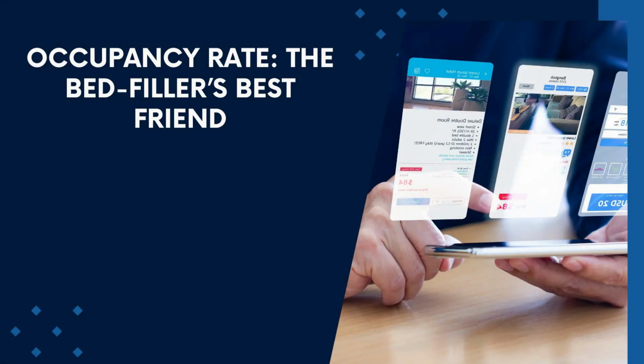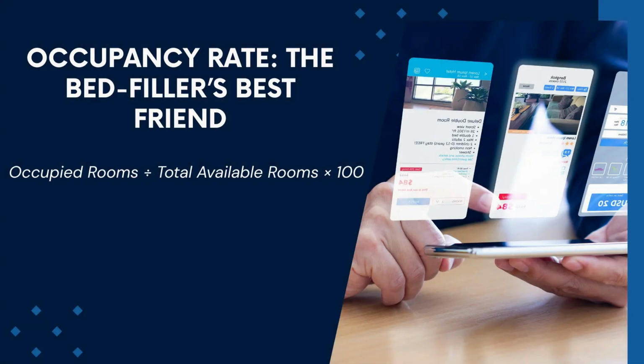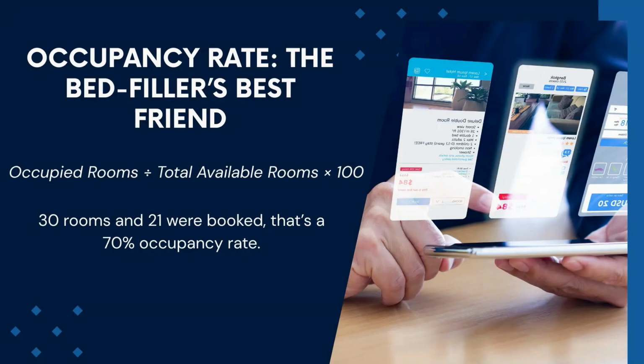Occupancy rate, the bed filler's best friend. Occupancy rate tells you how many of your rooms were filled, and it's calculated like this: occupied rooms divided by total available rooms times 100. If you've got 30 rooms and 21 were booked, that's a 70% occupancy rate. Easy math, right? Why it matters? A low rate, time to look at your marketing or pricing. A high one? Great, unless it's paired with lower revenue. And we'll get to that.